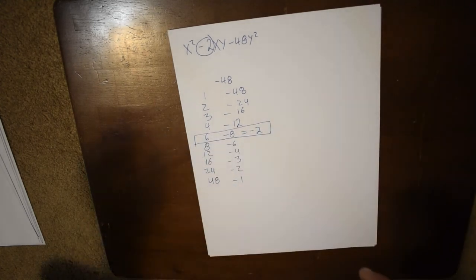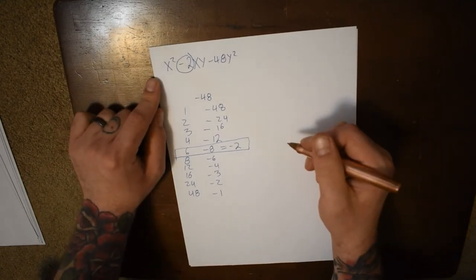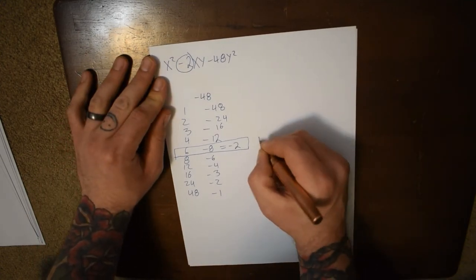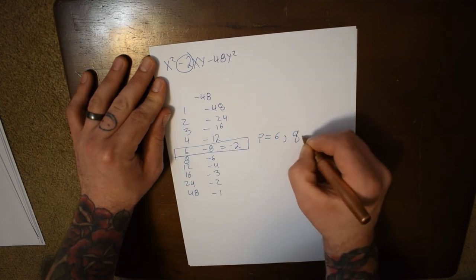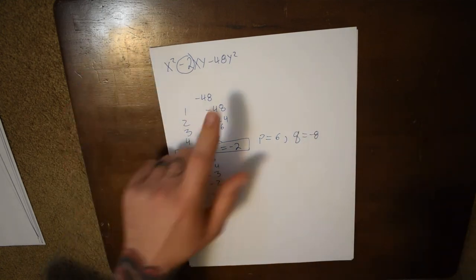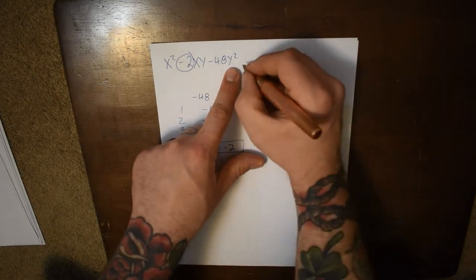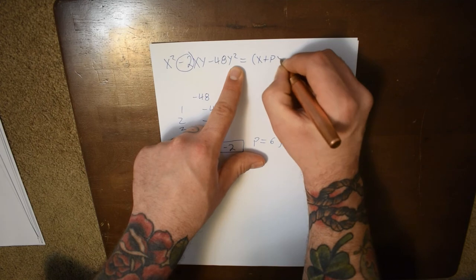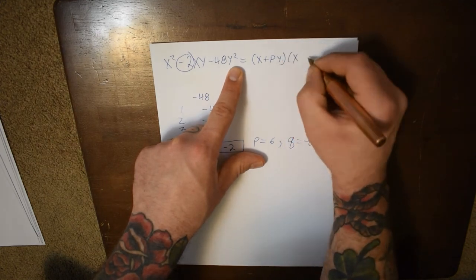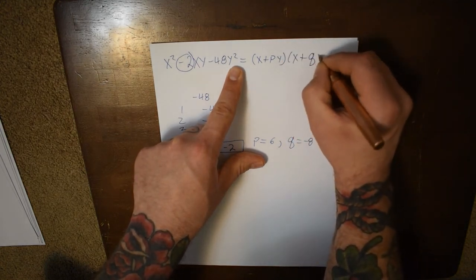And this is what we're going to be after. The thing that changes, well, we can let one of these be P and one of them be Q. The thing that changes is that our factors are changing. We want an x plus a py times an x plus a qy.